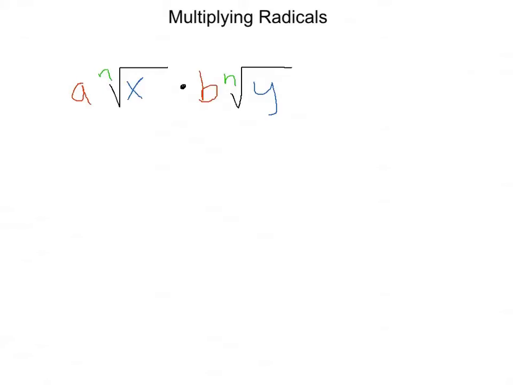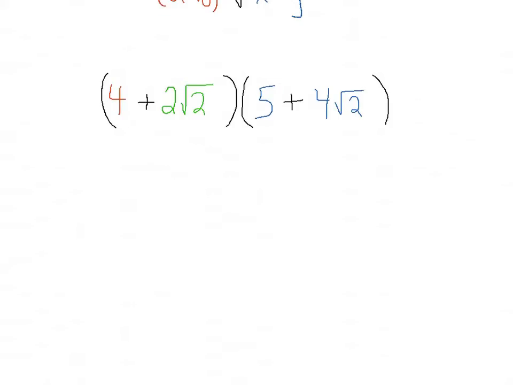But when I multiply radicals together, basically what I can do is I can multiply the numbers on the outside. So I would have a times b, and then the radical itself and the index will stay the same. So I'll have the nth root of, and then I'm going to multiply the radicands together. So I have x times y on the inside. So whatever I have, I multiply the numbers on the outside, or their coefficients, and then I multiply the radicands together.